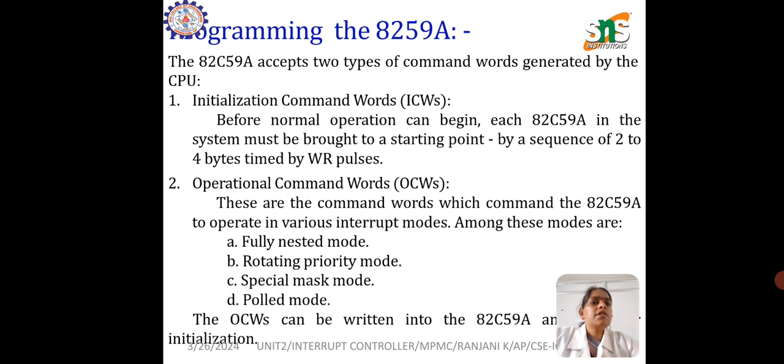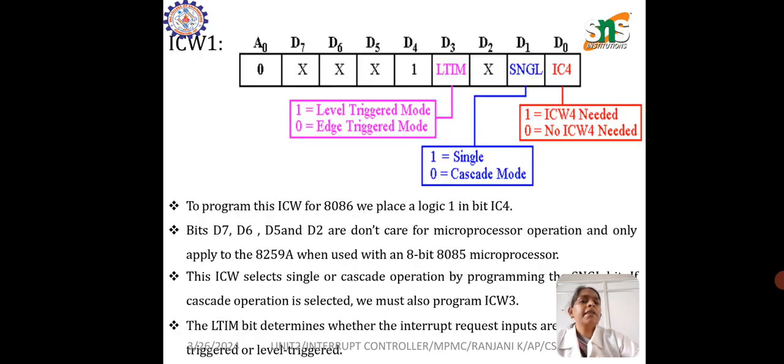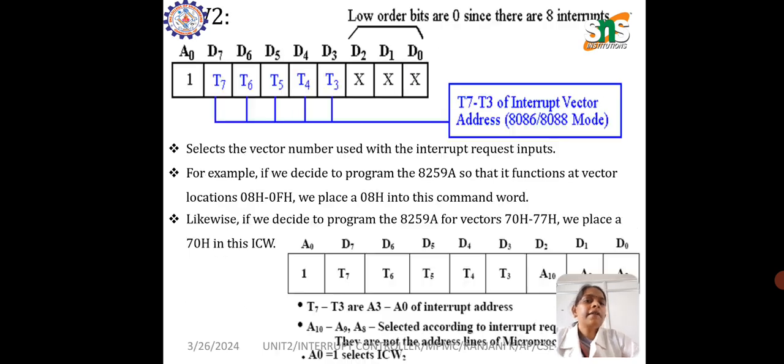Before normal operation begins, the system must be brought to the starting point, so we use the initializing command word. The operating command word is needed to operate at various interrupt modes, that is fully nested mode, rotating priority mode, special mask mode and poll mode. These are the pins which we use for programming the 8259.